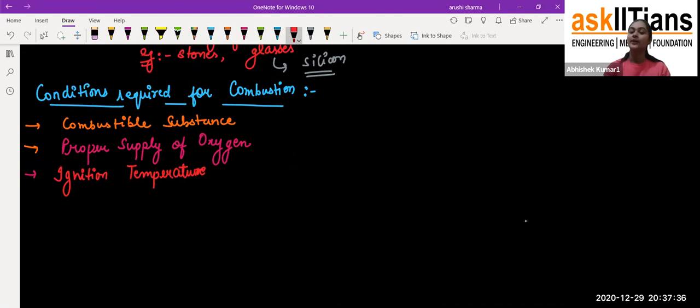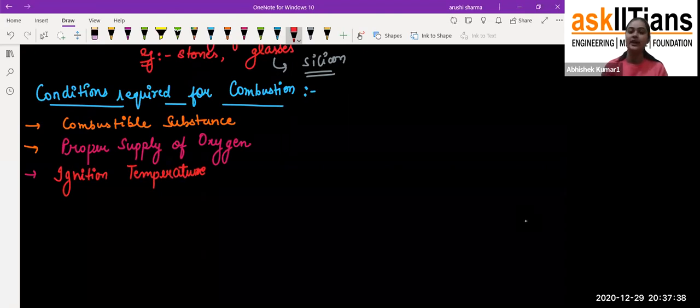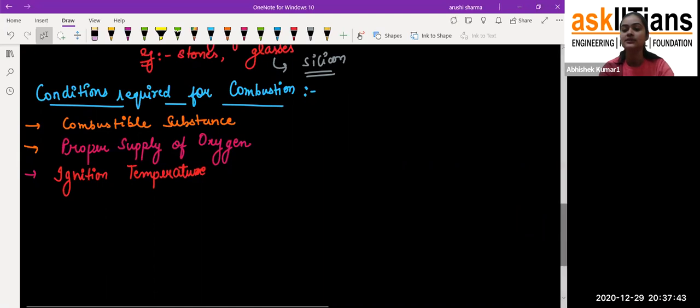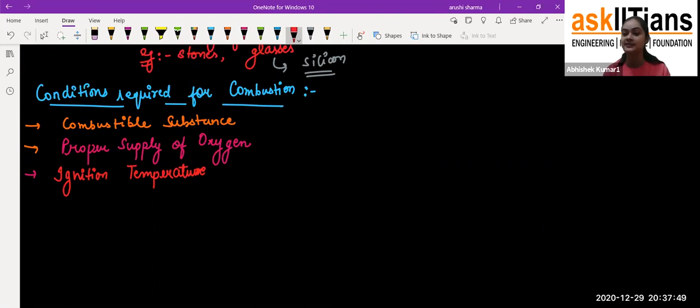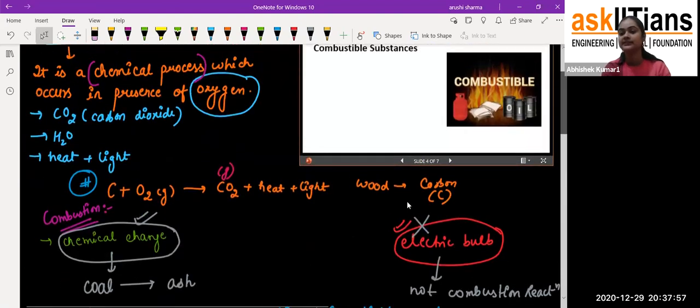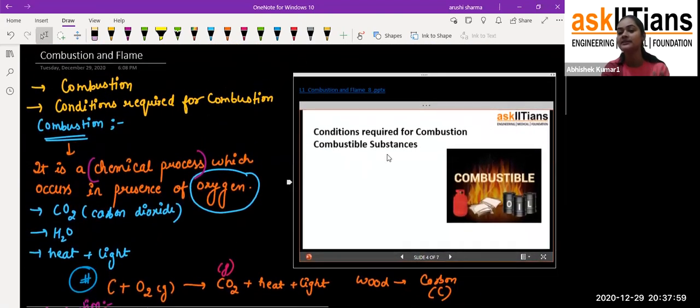Okay, so one by one we'll complete these requirements which we require for combustion. First of all, the first point is the combustible substances, and we have done with it. The substances which can undergo combustion are called combustible substances. And I have shown you a picture here, that see, the condition is that we require combustible substances.